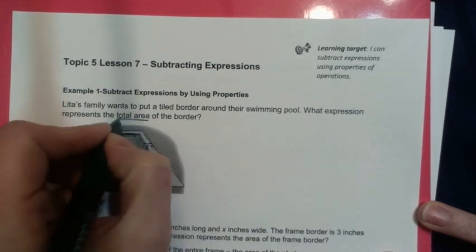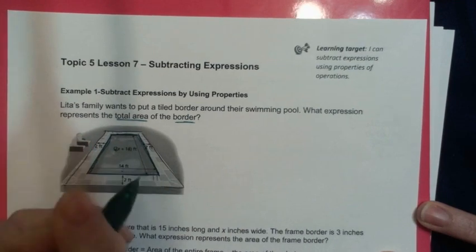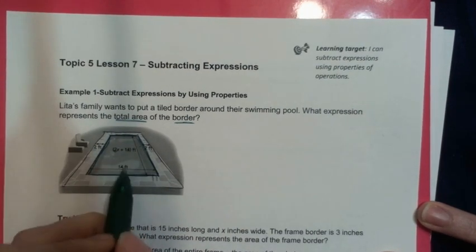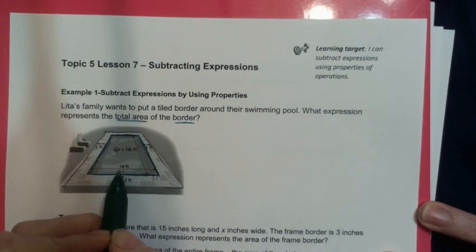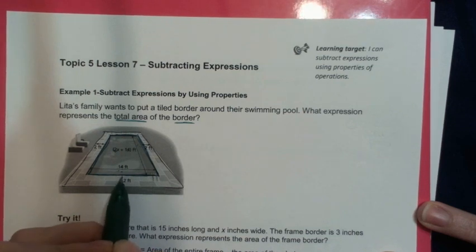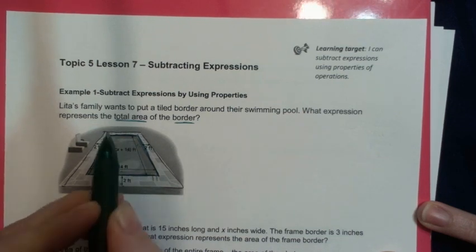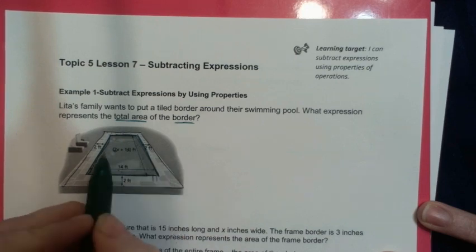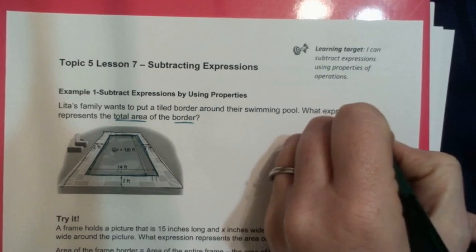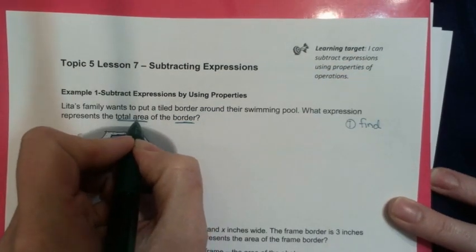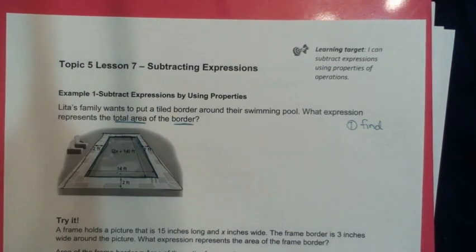So we want to know the area of the border. That's the question we're trying to answer. If you see here, they give you already the length and the width of the pool. And we know that the border is an additional 2 feet on all sides of the swimming pool. So the first thing we're going to want to do is find the area of the swimming pool. Because overall, I want just the area of the border, so I'm going to have to find first the area of the swimming pool to be able to add the rest.